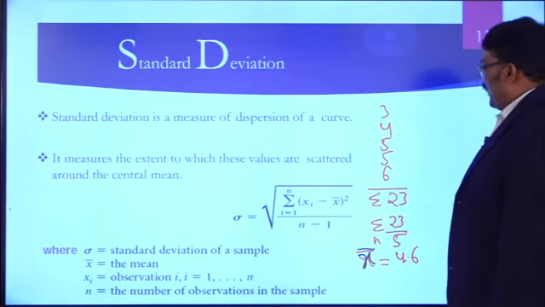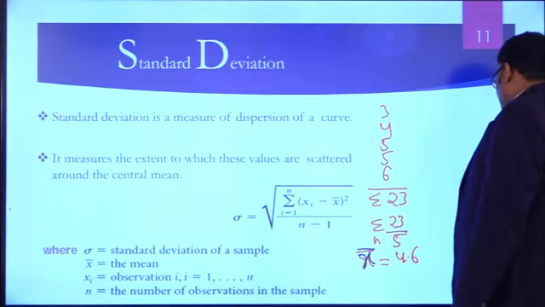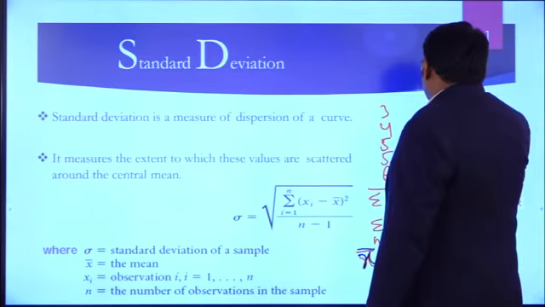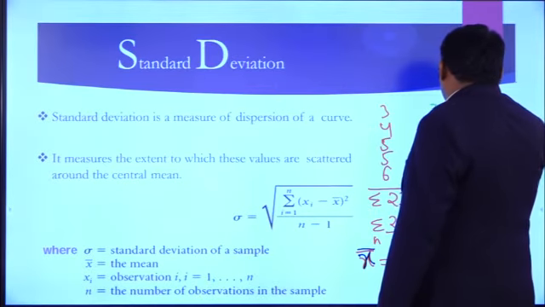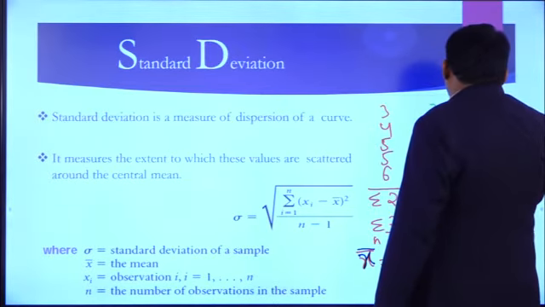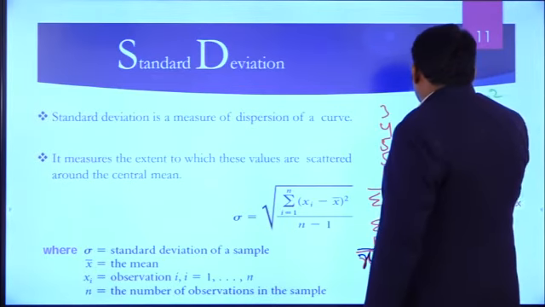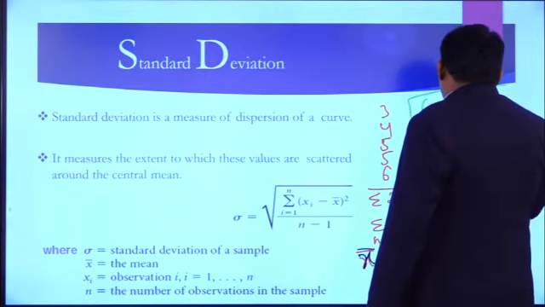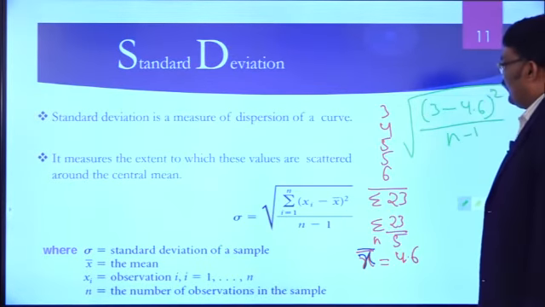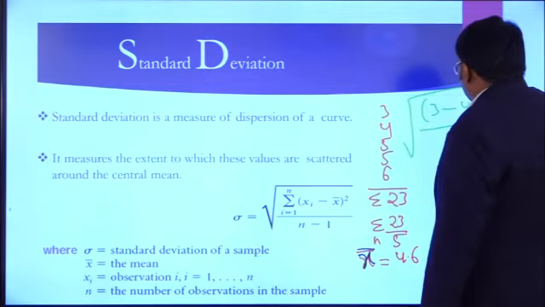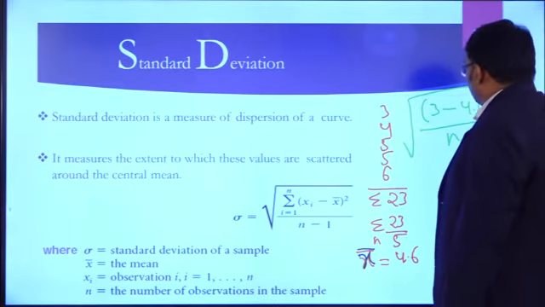After we have found the x bar, we need to find the summation of xi minus x bar, for example 3 minus 4.6, the whole squared, divided by n minus 1. We are supposed to identify all those values.